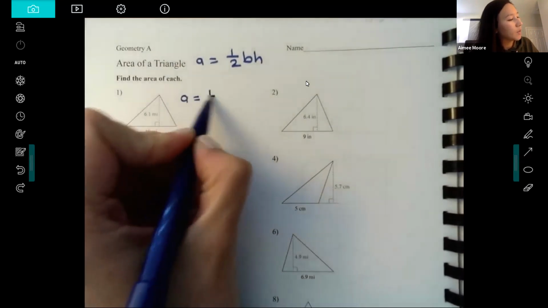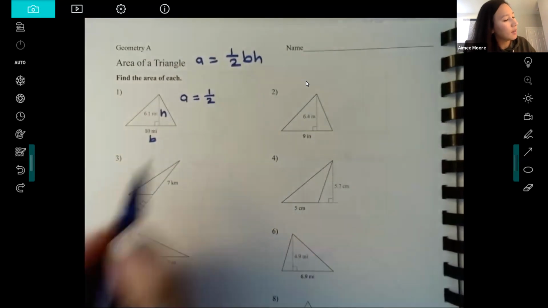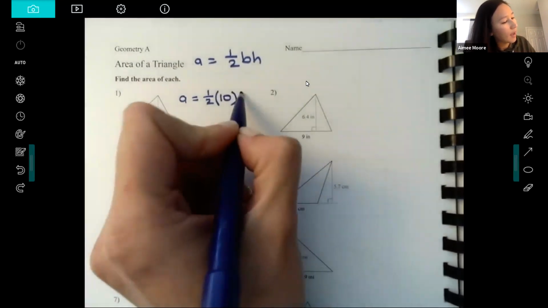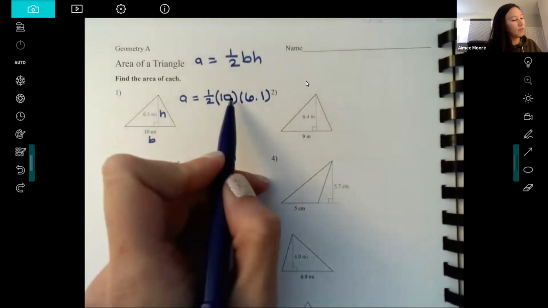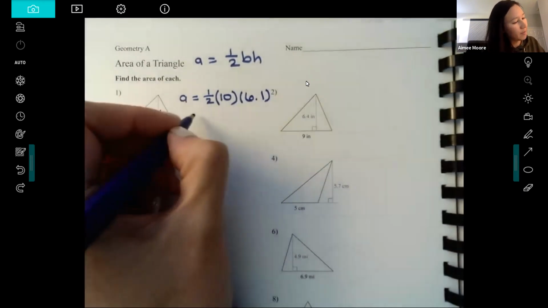So the area equals the 1/2. This is our base, and this is our height. So the base is 10, and the height is 6.1, and you would just use a calculator. So we have 1/2 of 10 is 5, and then 5 times 6.1 is 30.5.